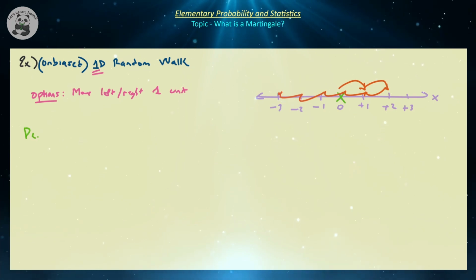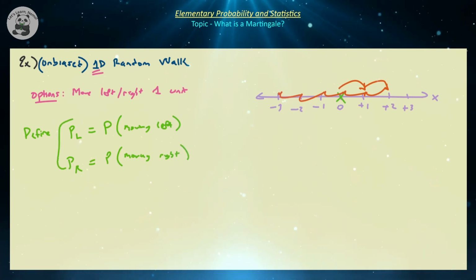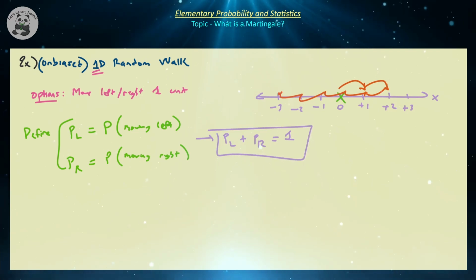So what we're going to do is define PL to be equal to the probability of moving to the left, and we're going to define PR to be the probability of moving to the right. Obviously those are the only 2 moves that you have, so they're complements of each other. That means PL plus PR will be equal to 1. So if I give you 1, you should be able to tell me what the other is.